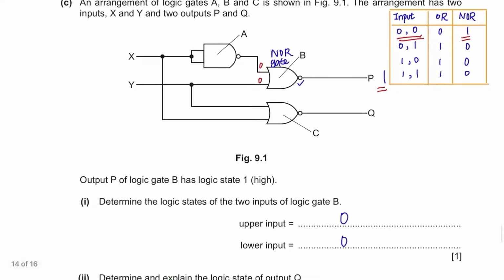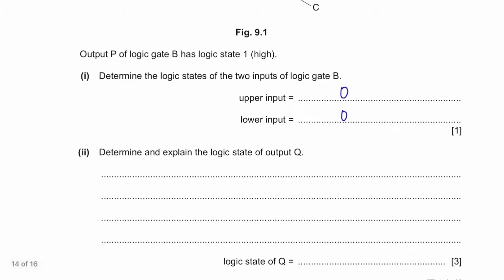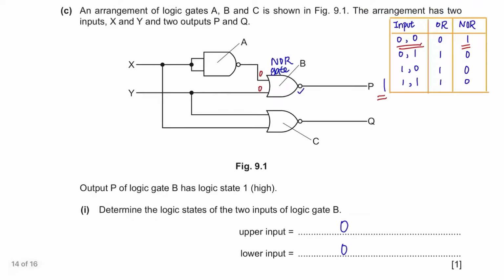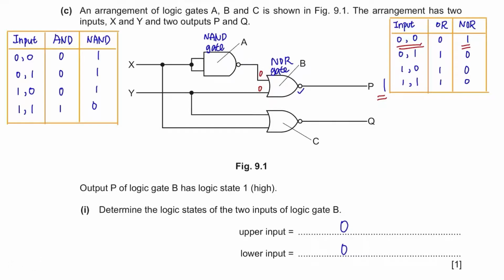Determine and explain the logic state of output Q. Let's first identify what is logic gate A. It's a NAND gate, the exact opposite of an AND gate. Since it's supposed to give 0 to logic gate B, as you have found out from the above question, both of its inputs should be 1.